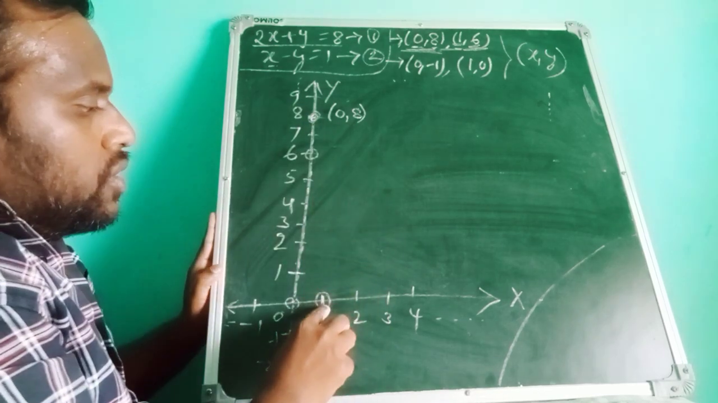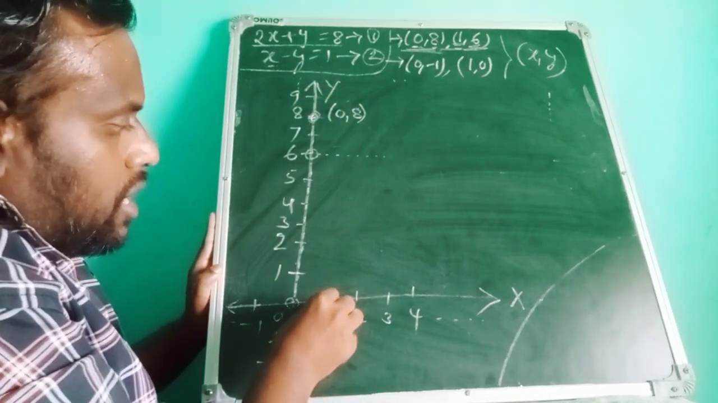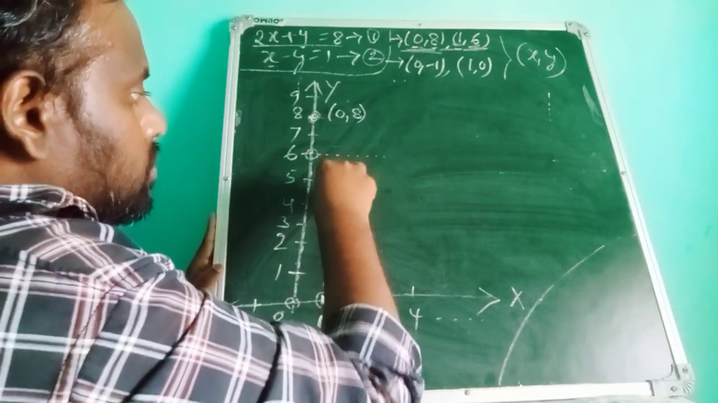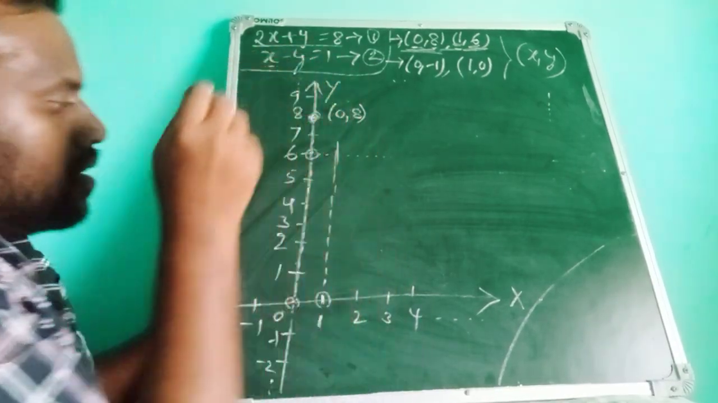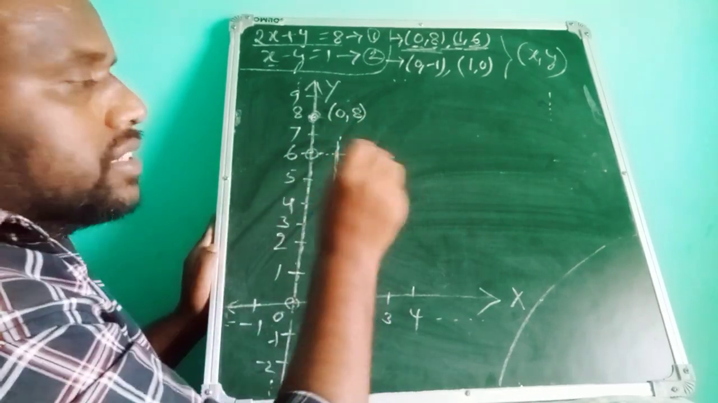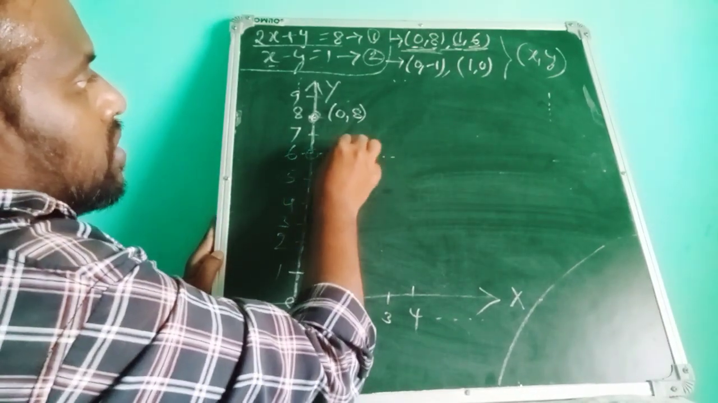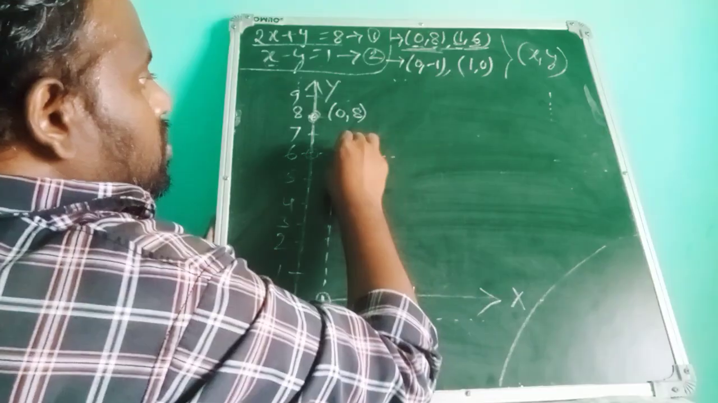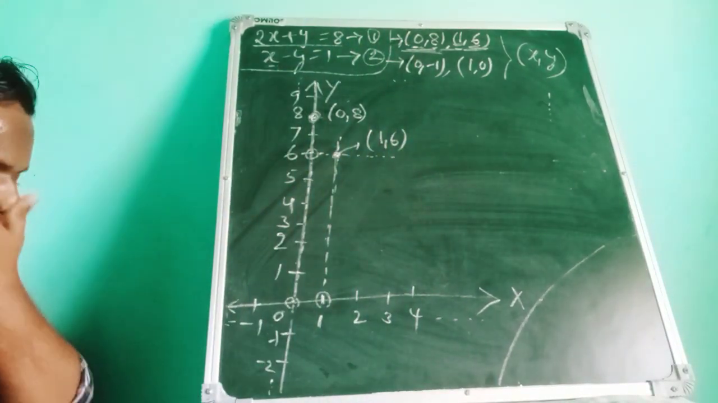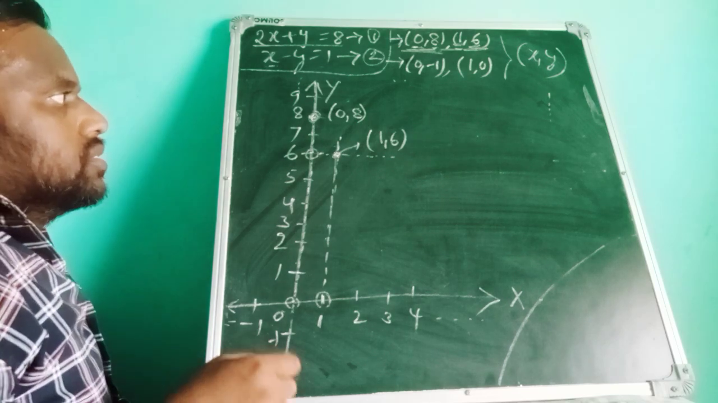Now what do you have to do? From here like this, you have to draw a dotted line. Again from here you have to draw, from here you have to draw a dotted line. So see, this dotted line and this dotted line intersect at this point. Now this point is (1, 6). Like that you have to mark the points.